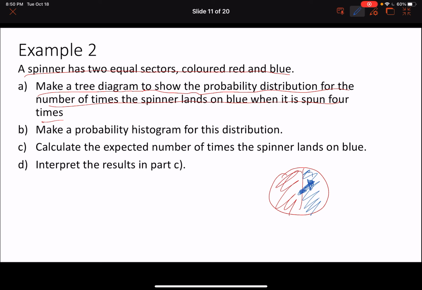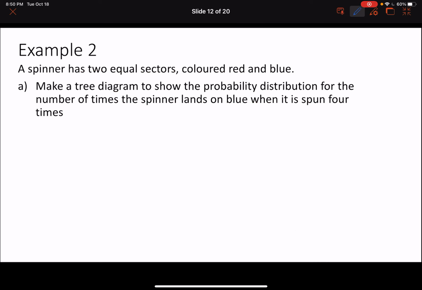And we're going to make a probability distribution of whether it lands on blue 0 times, 1 time, 2 times, 3 times, and 4 times. Make a probability histogram for this distribution. And then we're going to calculate the expected number of times the spinner lands on blue, and then interpret the results. Okay, so let's take a look at this tree diagram.